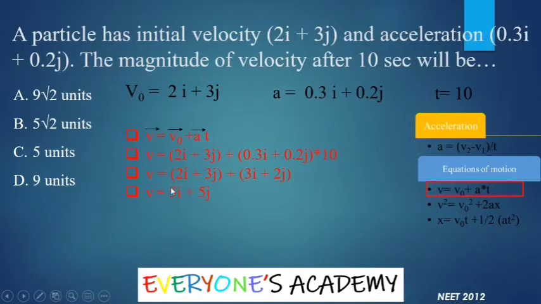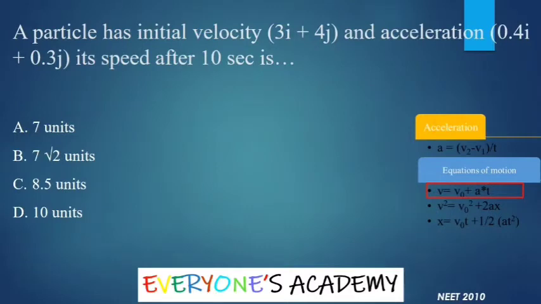To find out magnitude of this vector, because the options are given in terms of magnitude, we need to take the square root of a square plus b square. So it is 5 square plus 5 square, and the square root of this thing will be 5 root 2. So the answer B is correct answer.